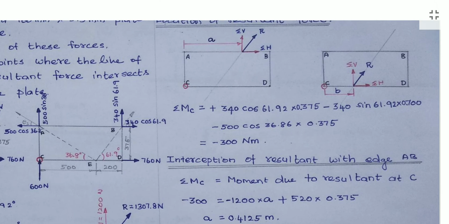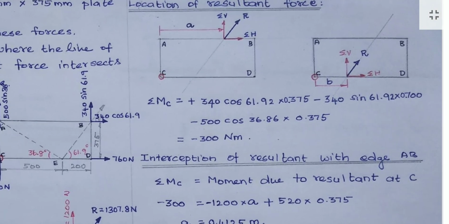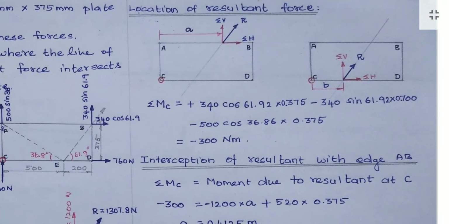Then with this value, how to find the location of the resultant force? Now I am considering that in this line of action, the force is acting at this intersection point on AB. I am assuming that the resultant is acting at this point, so then only we can find the intersection of the resultant with the edge AB. By Varignon's theorem, the algebraic sum of all moments will be equal to the moment due to the resultant at C.